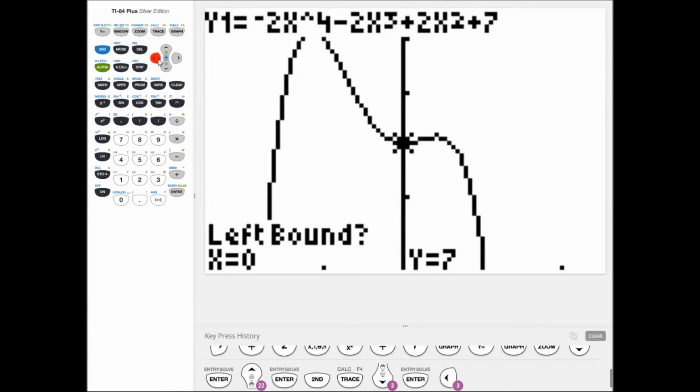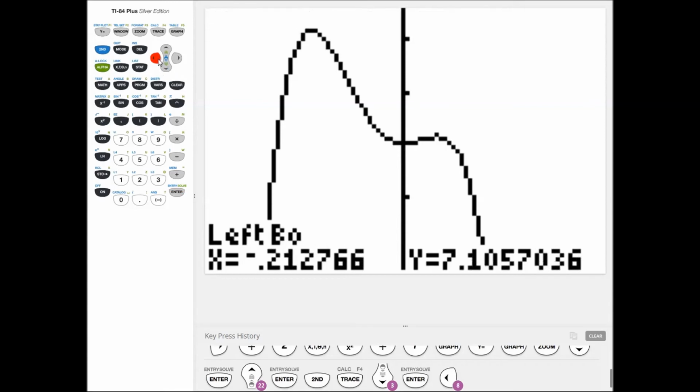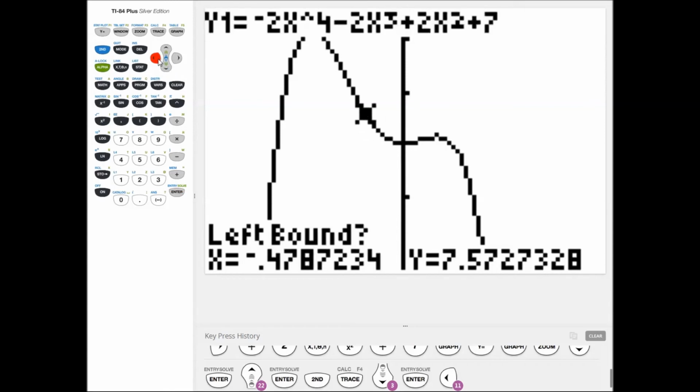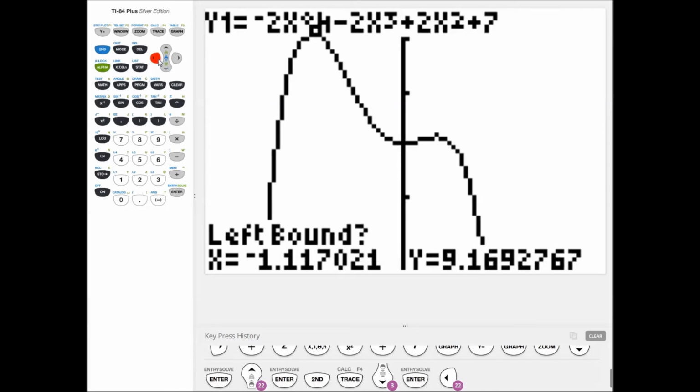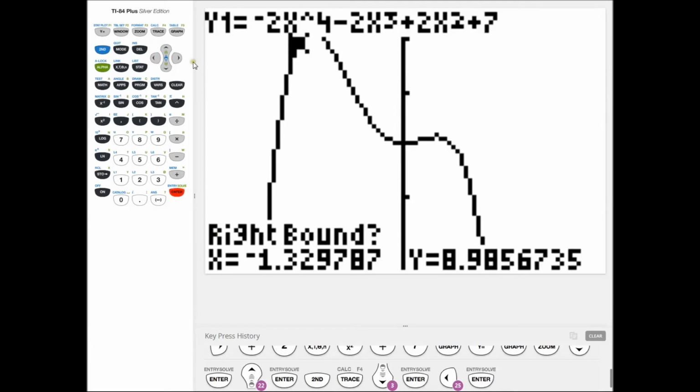So I have to press the arrow a bunch of times. And you can see it's kind of slow, so you just have to keep clicking until you see that little blinking cursor go there. The maximum is around here, and you don't have to go that far. Just go far enough that you're convinced you're left of it, and press enter. And it says right bound. Now I'm going to go over to the right.